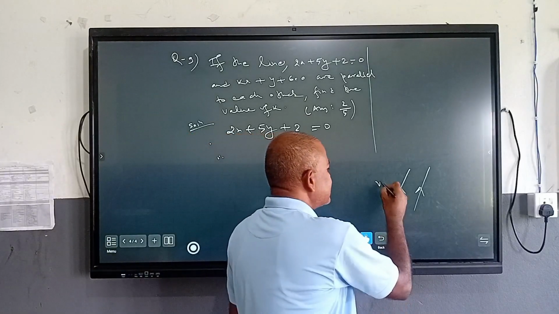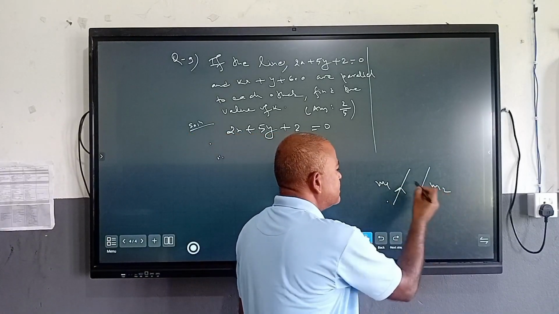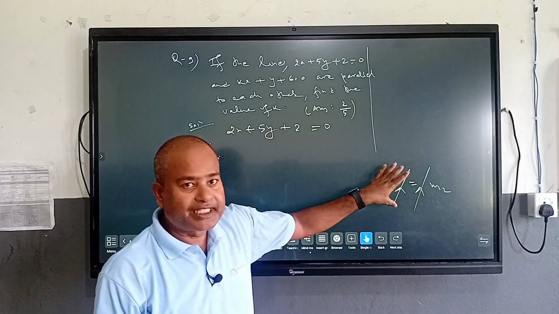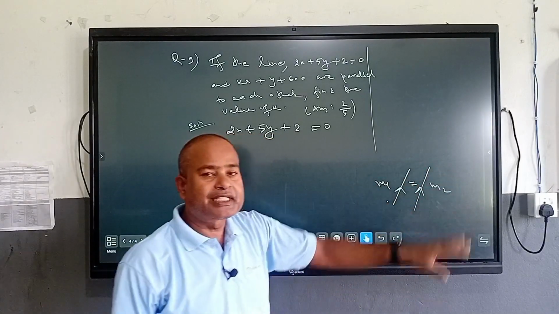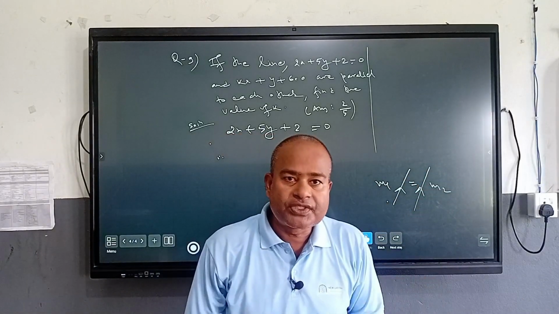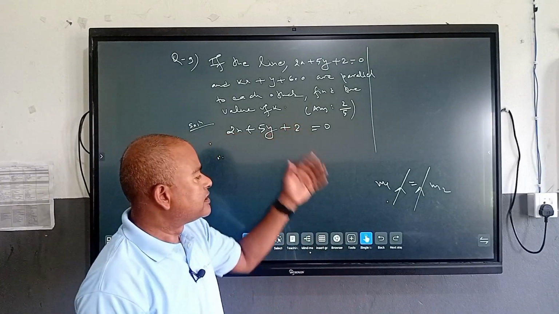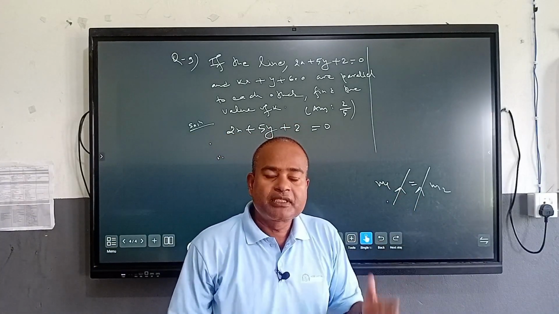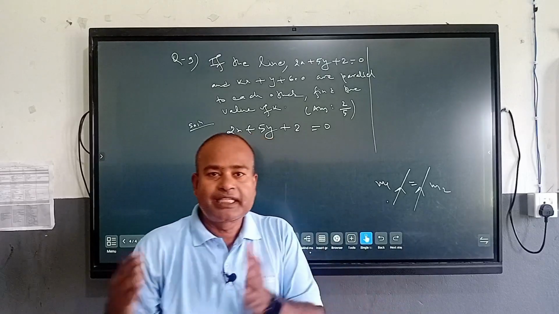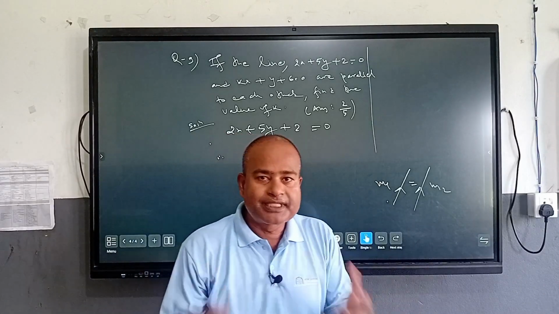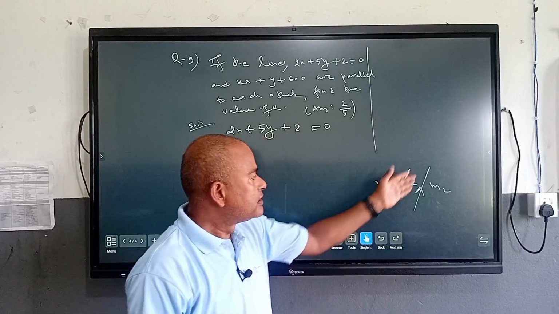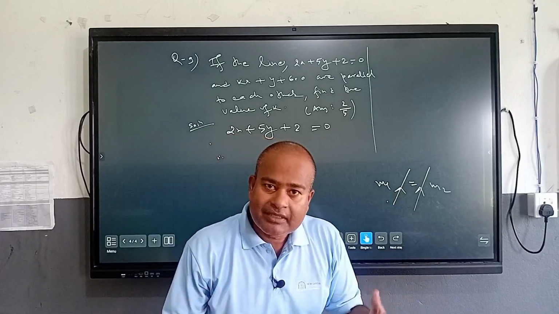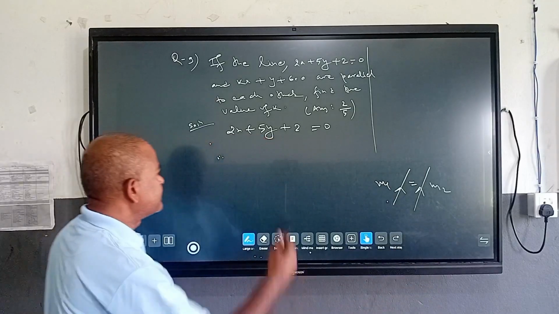So if two straight lines are parallel, then the slope of first straight line and the slope of second straight line should be equal. So dear students, to solve this question, we have to use the formula m1 equals m2. That means the slope of first straight line is equal to the slope of second straight line, because the given two straight lines are parallel to each other. So let's find out the slope.